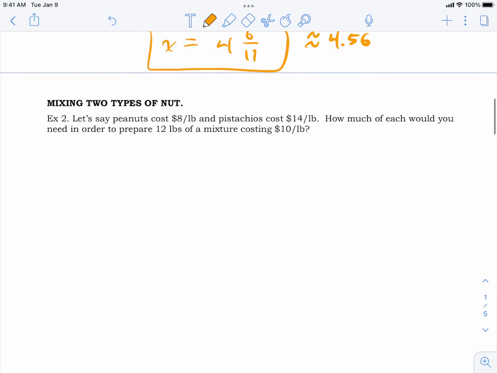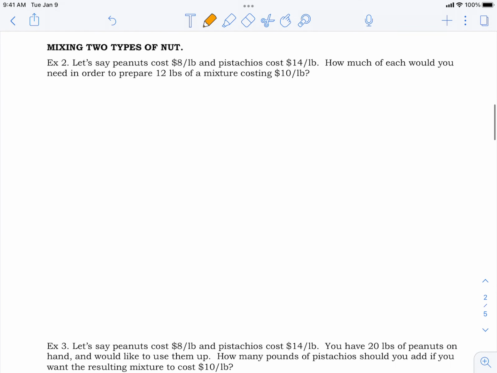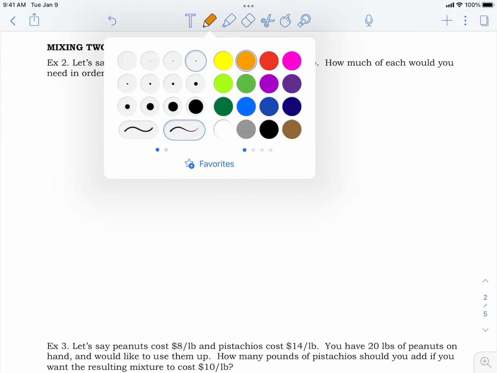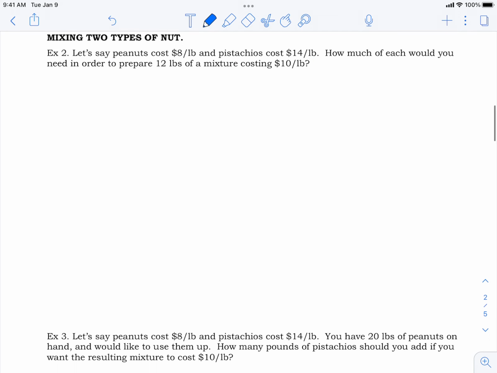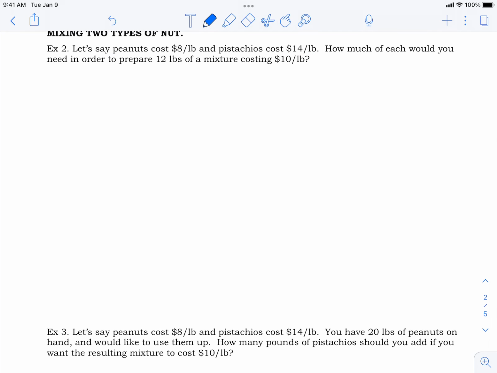Okay. Now we're going to do something that's kind of similar. I'm going to mix some nuts together. Peanuts are $8 a pound. Pistachios are $14 a pound. You want to make up 12 pounds that cost $10 a pound. So this seems to have slightly different phrasing to it. It's not just that it's nuts instead of coffee, but it seems to have different phrasing to it.